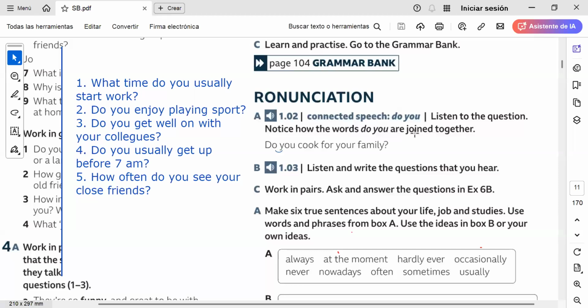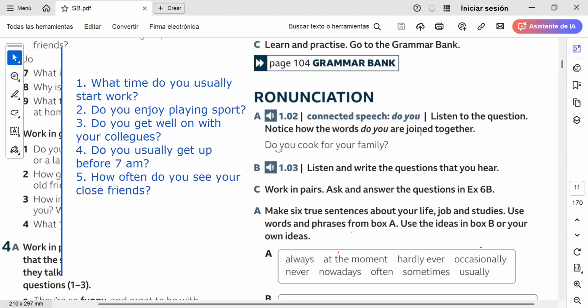What time do you usually start work? Usually at 9 in the morning. Do you enjoy playing sport? Not really. I like to go to the gym. Do you get on well with your colleagues? Yes, they are very funny. Do you usually get up before 7 a.m.? Yes, I usually wake up at 6 in the morning.